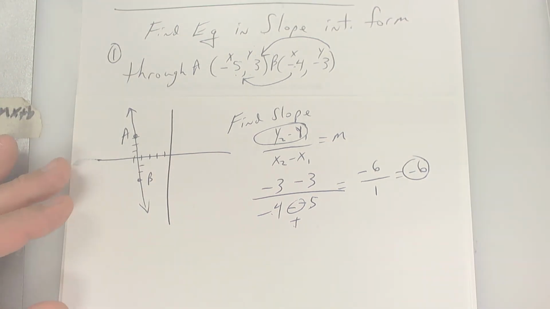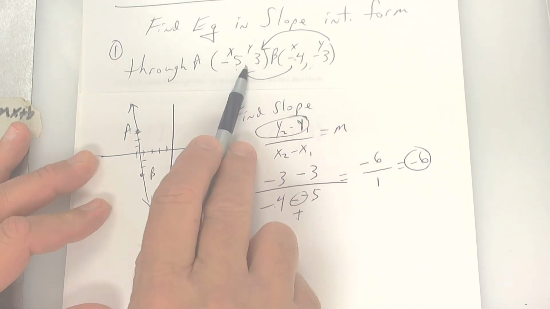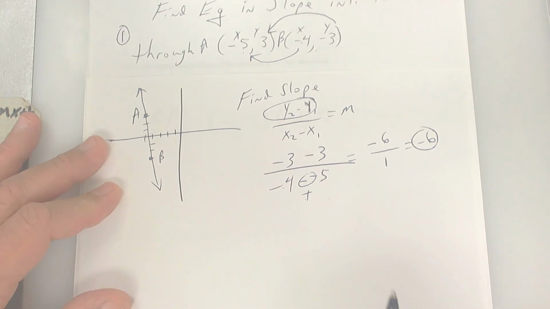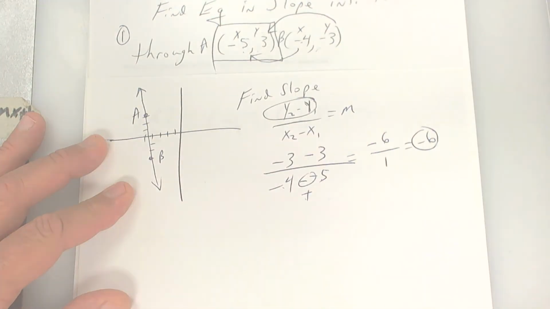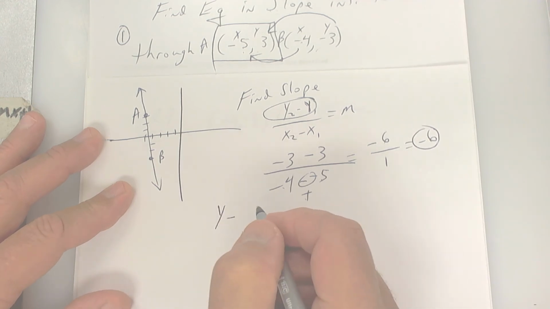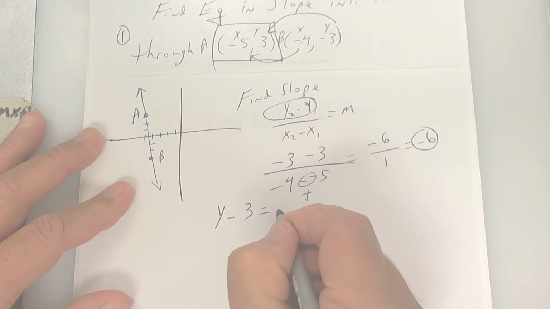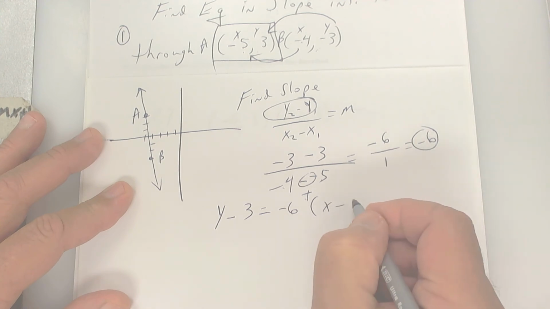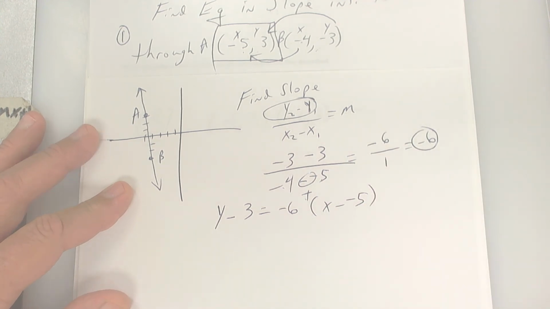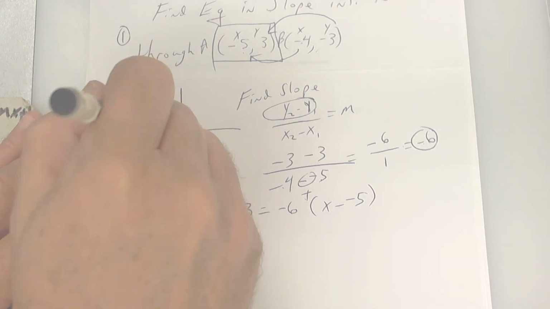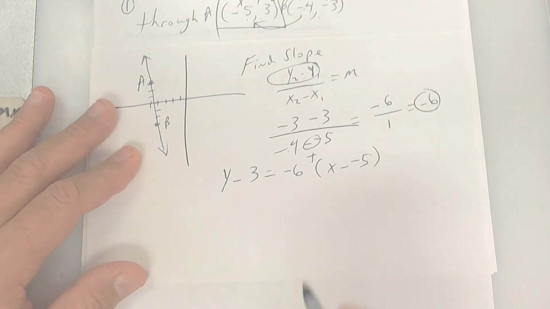Okay? Now, you pick either point. I want you to pick the first point. It doesn't matter, but I want you to use the first point. That way we all do it the same way. So it's going to be y minus my y equals my slope, and then x minus my x. So it works the same way as before. The only difference is you have to find the slope. We're not doing parallel. We're not doing perpendicular. We're doing a line through those points. Now let's finish it up.